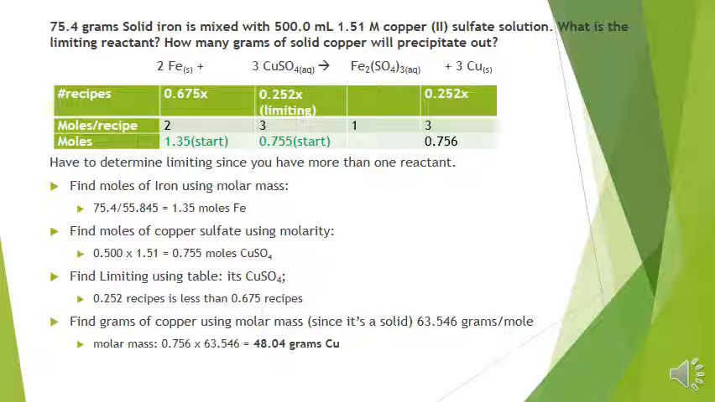All right. So this next problem says you have 75.4 grams of solid iron, and it's mixed with 500 mL of 1.51 molar copper(II) sulfate. So this is going to be a single replacement reaction.